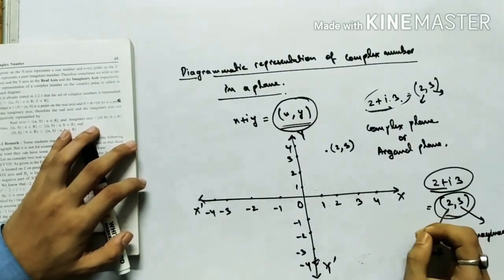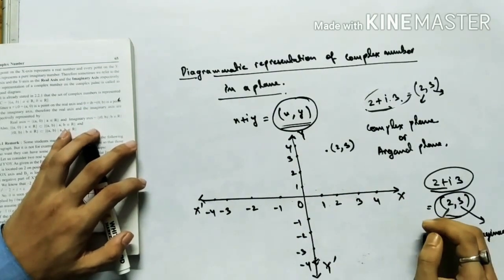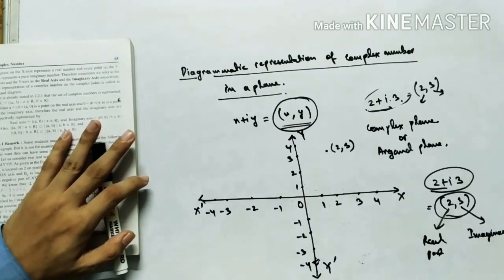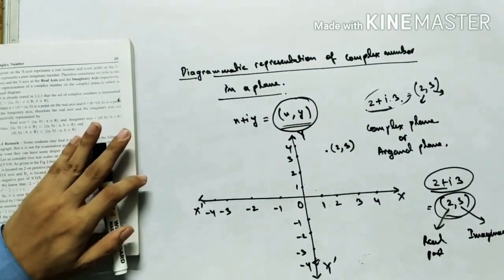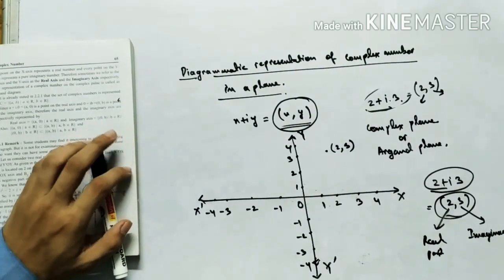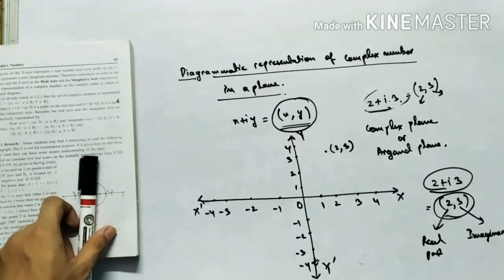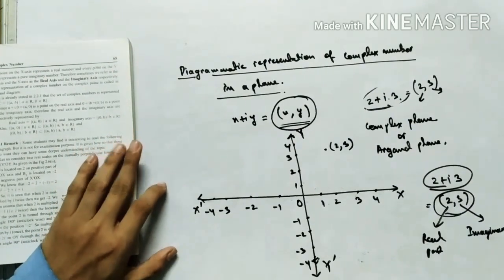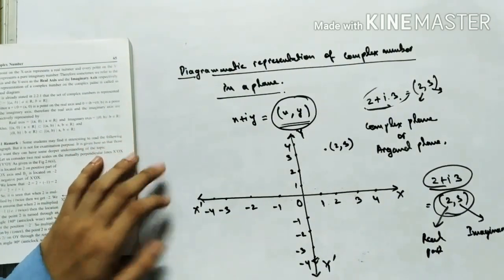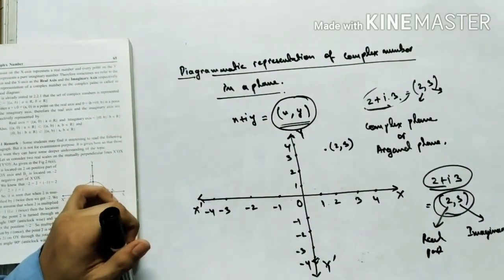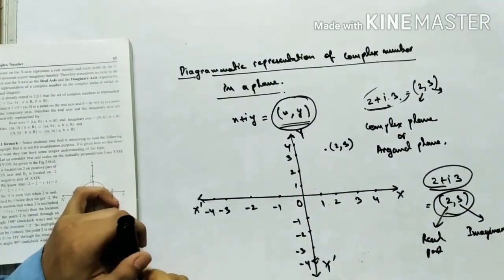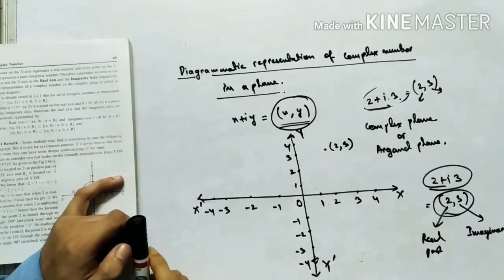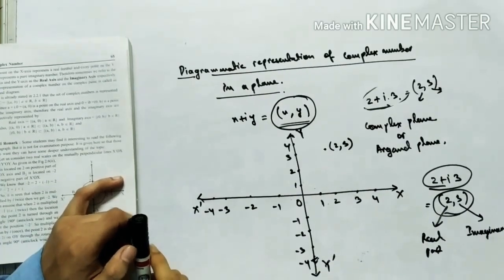Every point on the x-axis represents a real number, and every point on the y-axis represents a pure imaginary number. Therefore, the x-axis represents the real axis and the y-axis represents the imaginary axis. The representation of a complex number on a complex plane is called the Argand diagram.